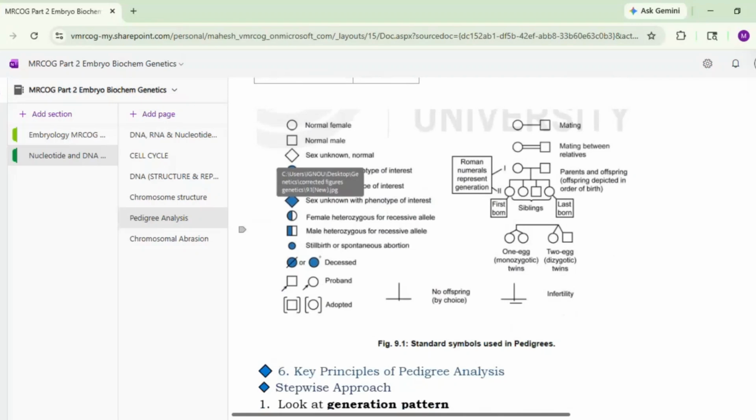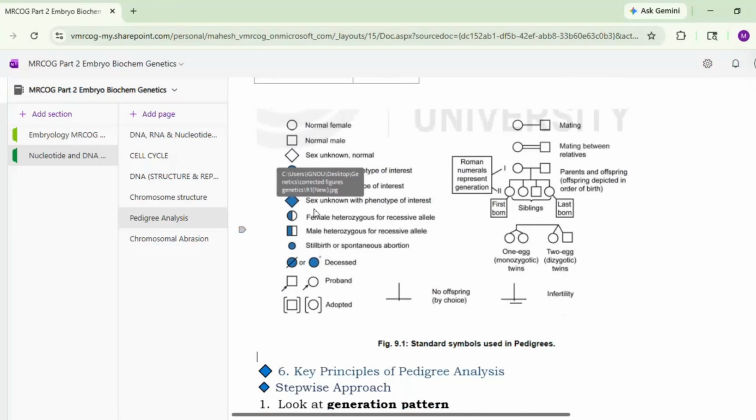Okay, so normal female is shown by a circle, normal male is shown by a square. Okay, if the sex is not known, then it is shown like this, sort of a diamond. Okay, here the horizontal line is the marriage. When there is a mating between relatives, here it will be a double line, sort of a consanguineous marriage. Okay, so this is the offspring. Vertical line will be the offspring. Okay, so this is the first sibling, this is the last born. That is how you have to denote.